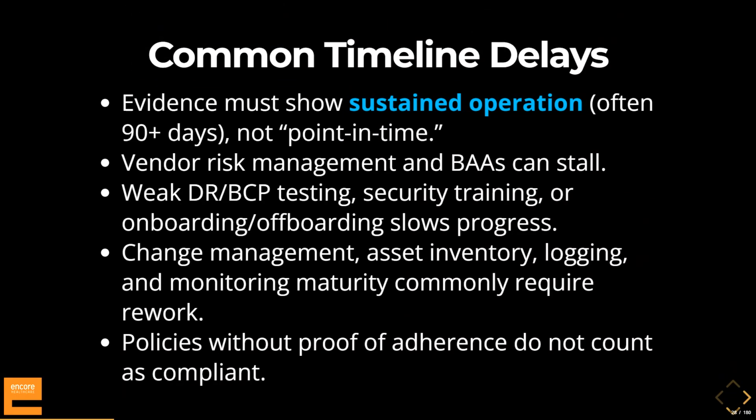Some of the timeline delays you're going to find is evidence that wasn't gathered during the period that it was required for. So they are going to say, we want to see your controls during this 90-day period. And you have to prove during that 90-day period that you did the things you said you were going to do. If you were supposed to have a pen test during that time and it was before or after, that doesn't count. You can't pass that control.